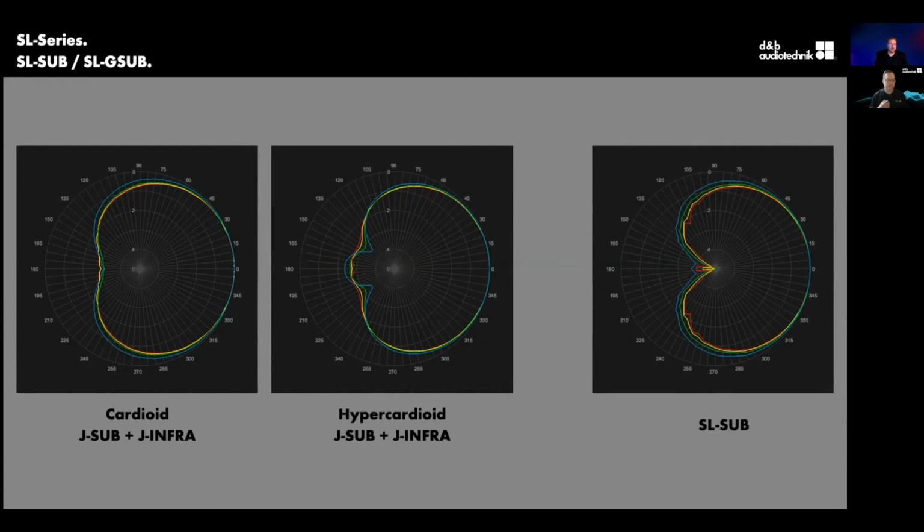I mean, if we take a look at something that was maybe used quite often in the past, where we had the J sub and the J infra, we could take a look at those polar plots, and we can see that the SL sub is greatly improved. I mean, this, as we say, cardioid, looks very much like a heart shape. And we also had, as the J sub and the J infra, a cardioid and hypercardioid mode, but we don't have that anymore with the SL sub just because it is so well behaved in its pattern control.